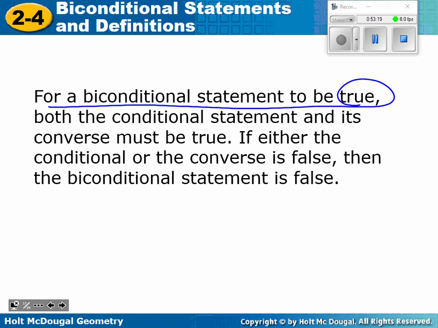Okay. For a biconditional statement to be true, both the conditional and the converse have to be true. If one of them is false, then your whole statement's false because it can't go both directions. So your conditional has to be true and your converse has to be true for the biconditional to be true. Does that make sense? Okay.